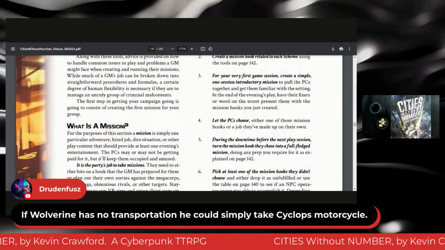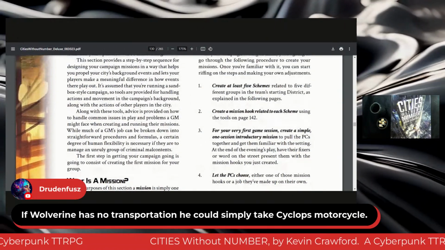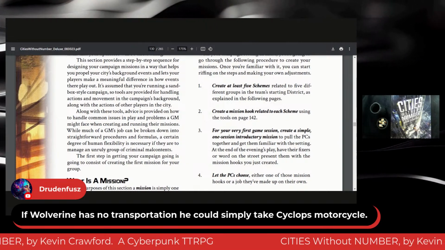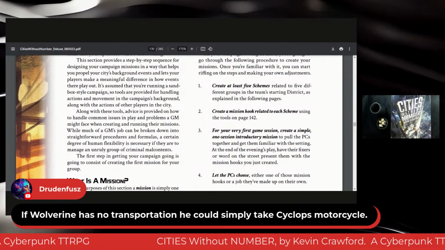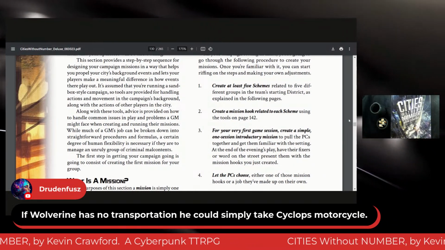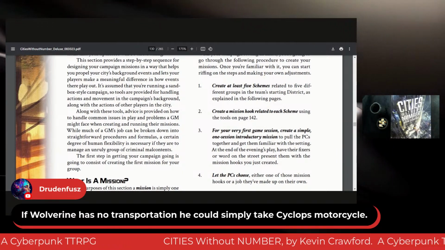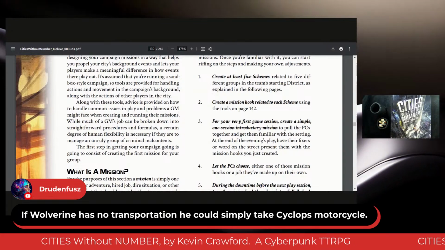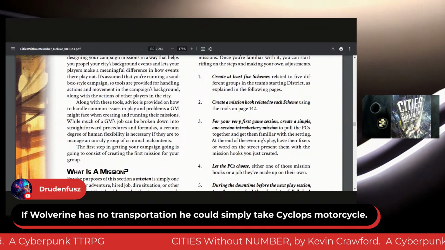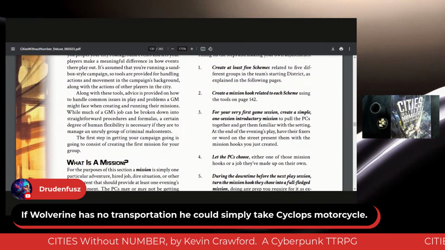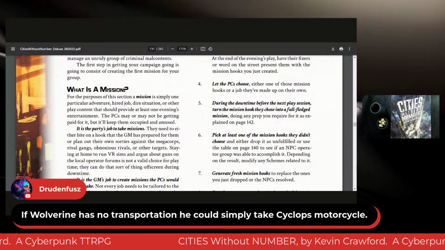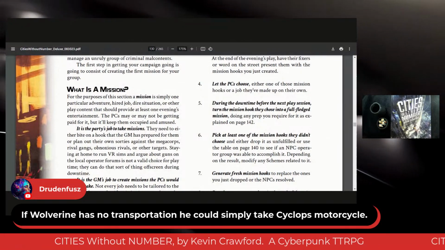And then, sorry, I know I'm popping up and down here. You'll see what schemes are. But anyway, it says create at least 5 schemes related to 5 different groups in a team's starting district. Create a mission hook related to each scheme. For your very first game session, create a simple 1-session introductory mission. That's always a good thing. If you're introducing a new game, start out with a one and done to see if your players like it. Let the players choose, and during the downtime before the next play, turn the mission hook they choose into a full-fledged mission, et cetera, et cetera.